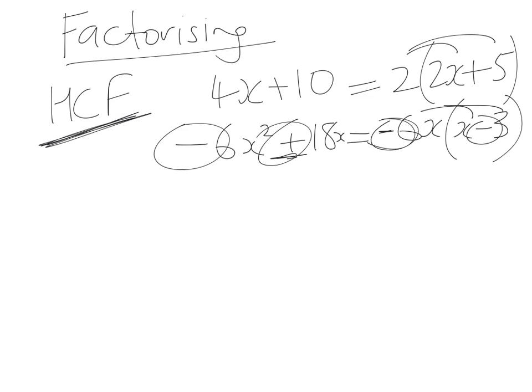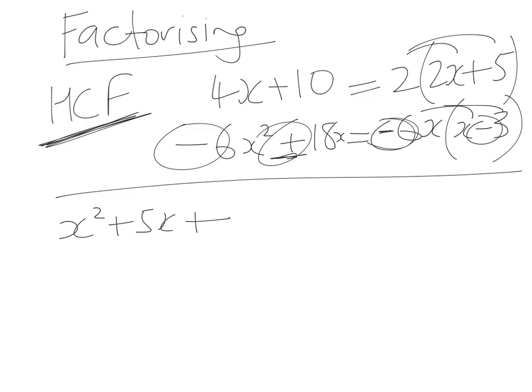Now we get into the harder ones like the trinomials. So first up, we're going to do it by grouping in pairs. So this is when you have 4 terms. So for example, x squared plus 5x plus 5xy plus 25y.